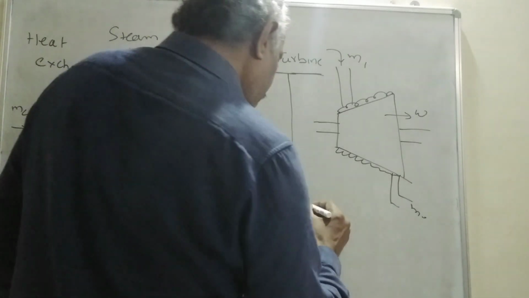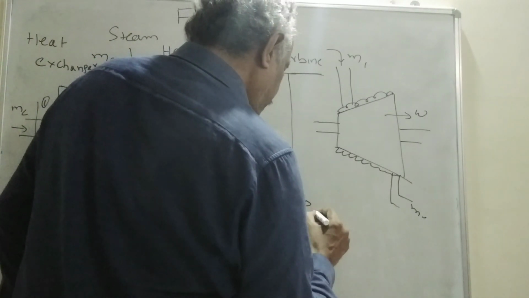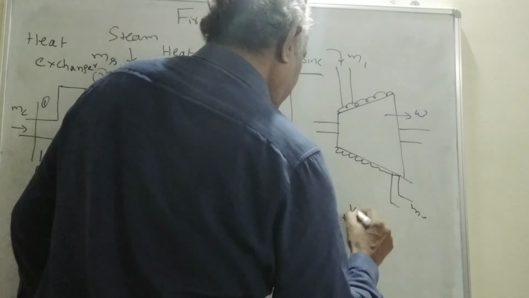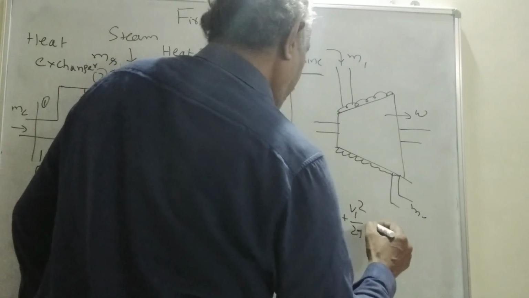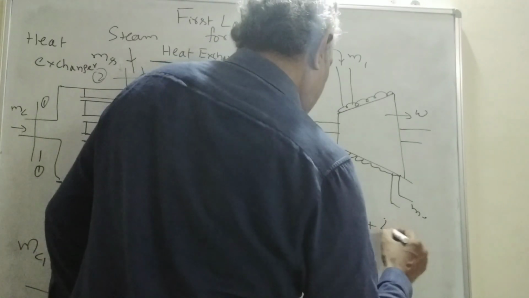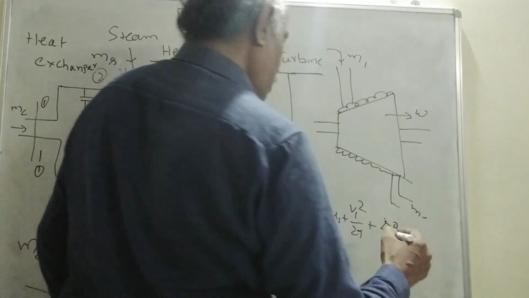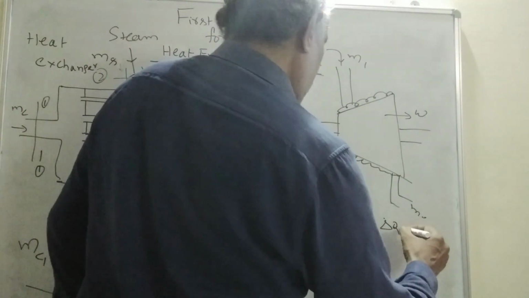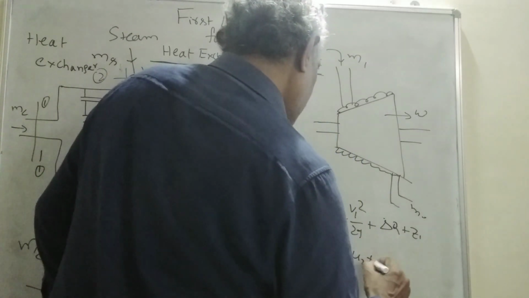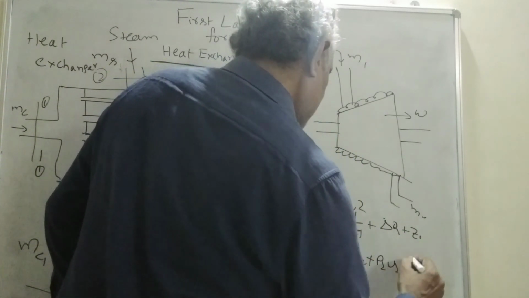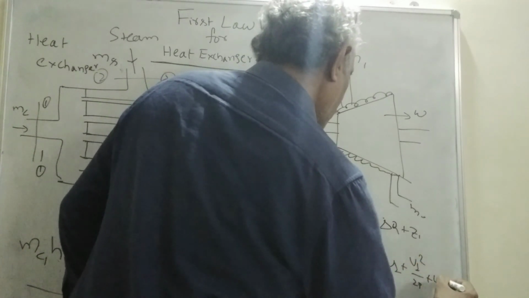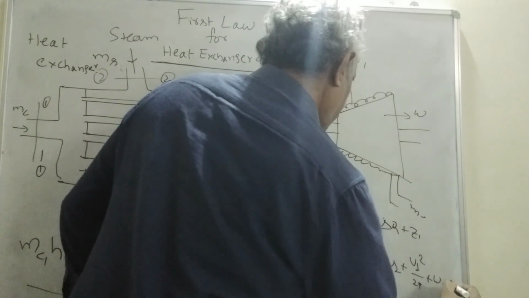So here, P1 V1 plus U1 plus V1 square by 2g plus delta Q, plus Z1 you can neglect. This is equal to U2 plus P2 V2 plus V2 square by 2g plus W plus Z2.